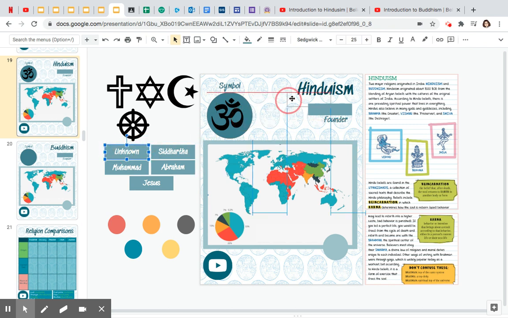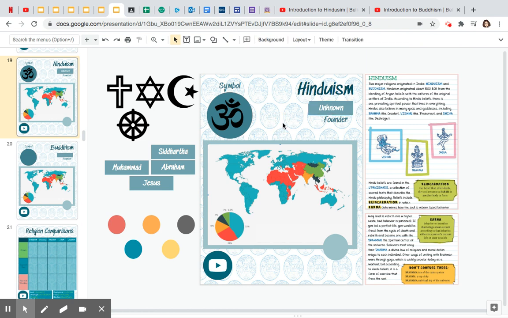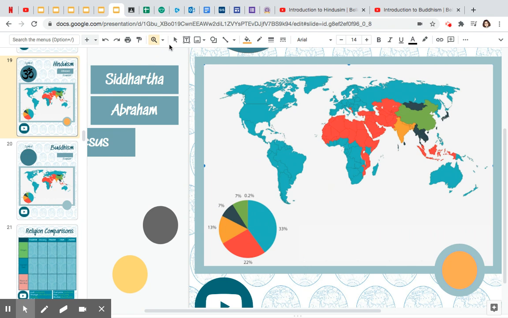There is an unknown creator. We do not in history know the creator or founder of Hinduism. And it makes up a decent-sized population, specifically in India. So it is orange, and it makes up, I'll zoom in, I can't tell if that's a 13 or a 17. 13% of the population are Hindu.